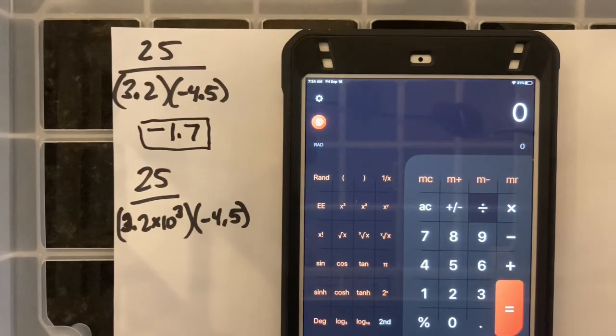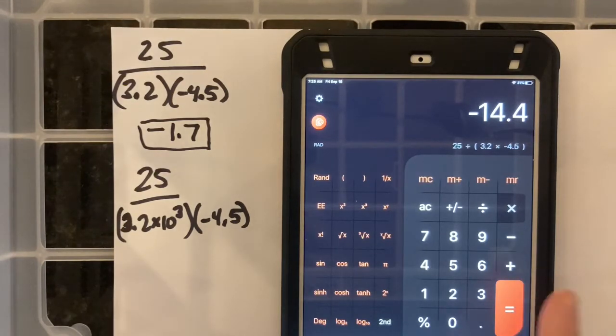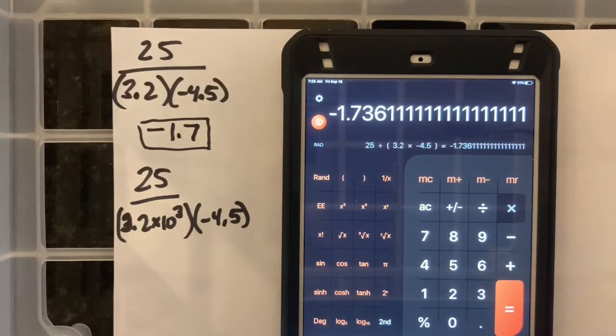Okay, the second way of doing this would be 25 divided by the quantity of 3.2 times negative 4.5 and quantity. And you can see it in this, the iPad, it's nice. It's better than the iPhone or the Android. You actually can see your equation. Okay, and so you see I have both brackets there, and then I hit enter, and I get that same answer, negative 1.7. So you can use parentheses, or you can calculate it out step by step.